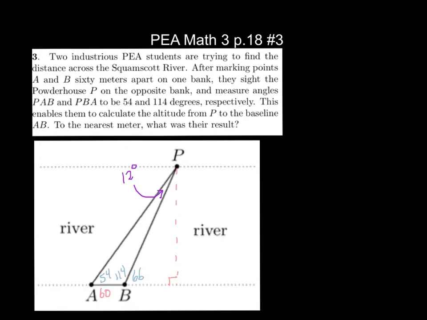Now we want to find this side, and it's not a right triangle, so we can use law of sines because we have an angle across from a side length. So I can set up a proportion now to find PB. I can do sine of 12 over 60 equals sine 54 over PB.